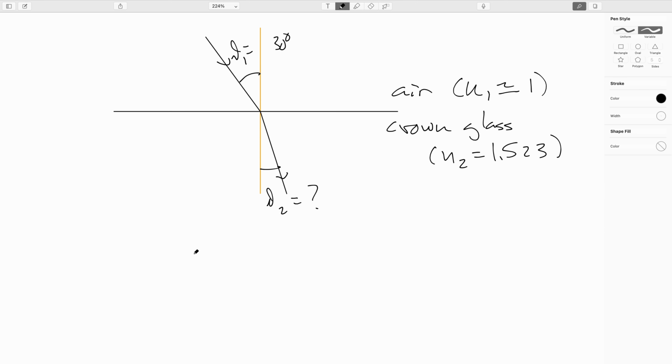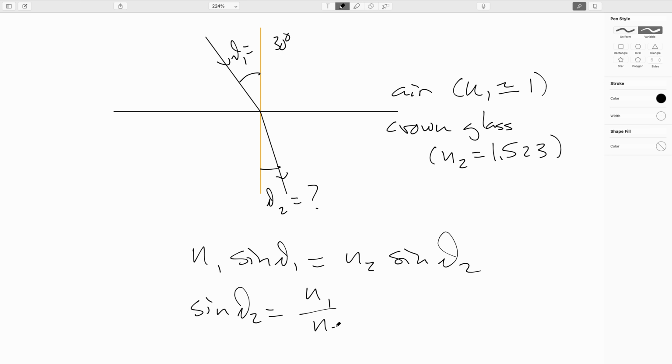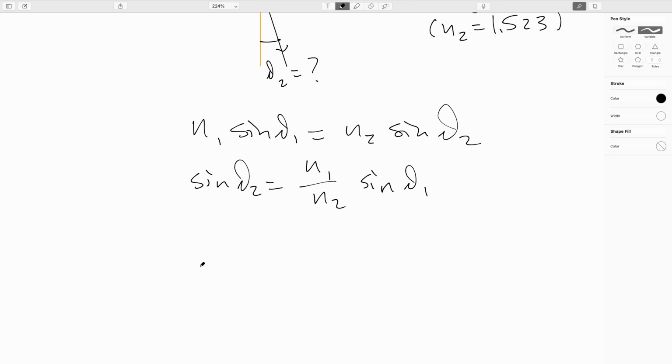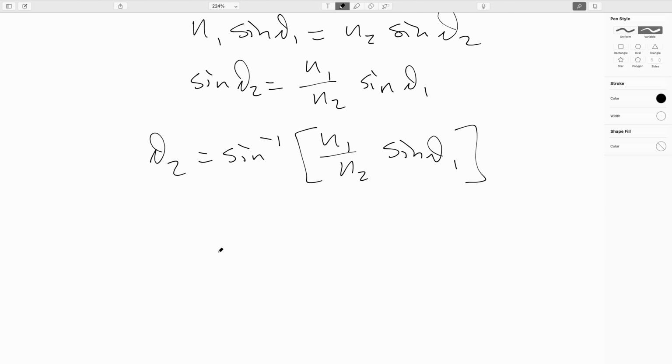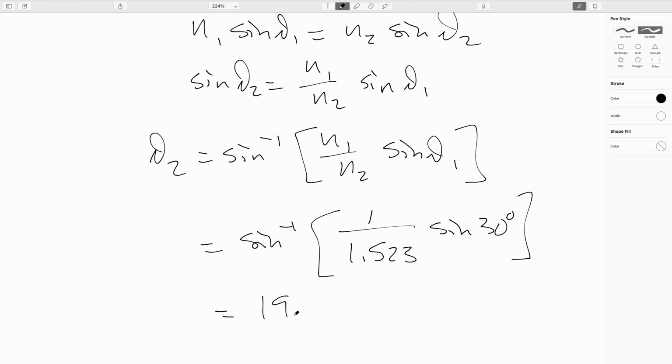So we can go ahead and do Snell's law on this. n1 sine theta 1 equals n2 sine theta 2. And so rearranged, we get that the sine of theta 2 will be equal to n1 over n2 sine theta 1. So to get theta 2 by itself, we'll have to take the arc sine of both sides. So theta 2 will be the arc sine of n1 over n2 sine theta 1. So putting in our numbers here, this will be the arc sine of 1 over 1.523 sine 30, which is 19.2 degrees. All right.